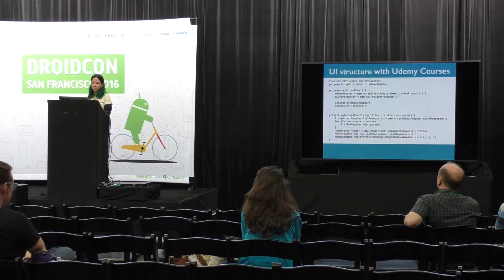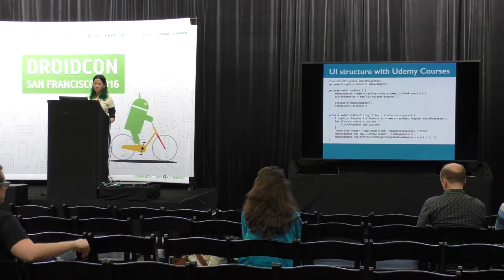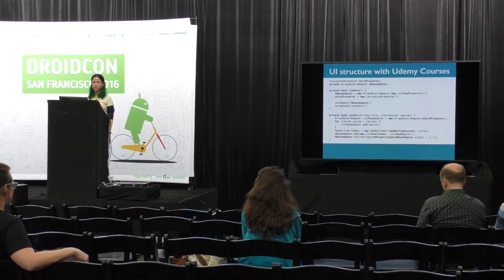And this is the UI structure with Udemy courses in code. There's the course card presenter and the generic array object adapter. We just instantiate both of them and call set adapter, which is in the Browse fragment base class. And for every row that we load, we just use, again, some sort of generic object adapter to load Udemy courses. I create a header and add this row with the header and the list of courses to the bigger rows adapter.